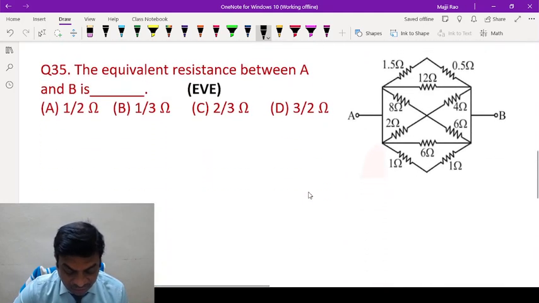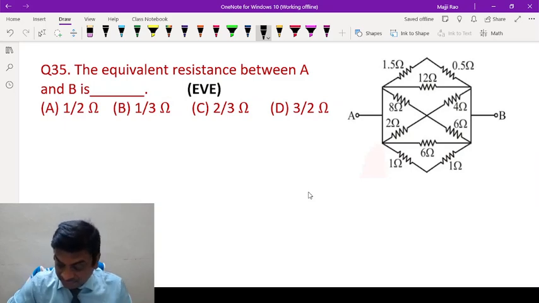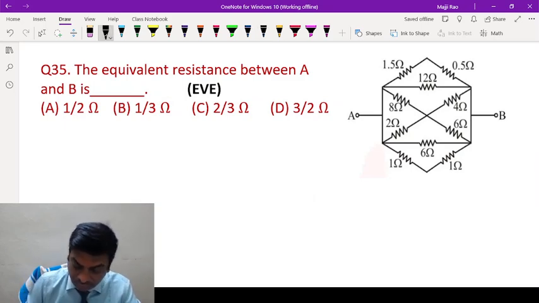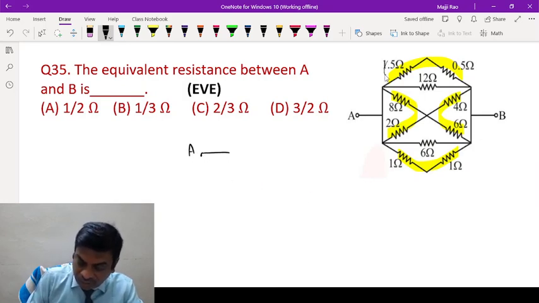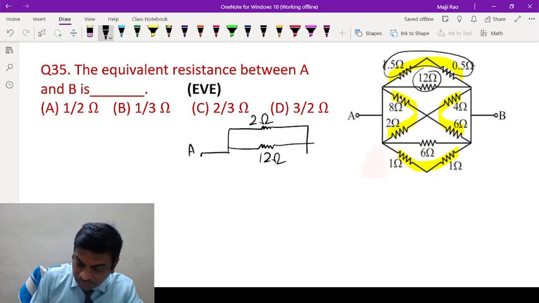The equivalent resistance between A and B is. Here these two are in series. These two are also in series. These two are in parallel. These two are in parallel. So let us redraw the circuit diagram, keeping in view all these things. Here the equivalent resistance is 1.5 plus 0.5, that is 2 ohm. This is 12 ohm. These two are in parallel. These two are also in parallel, which in turn is in series.